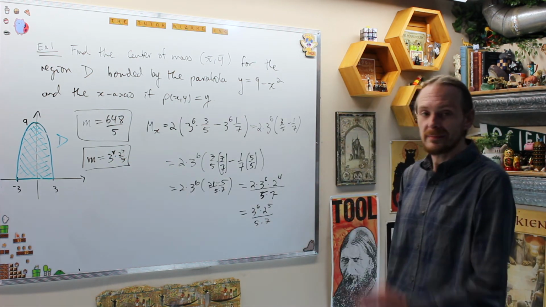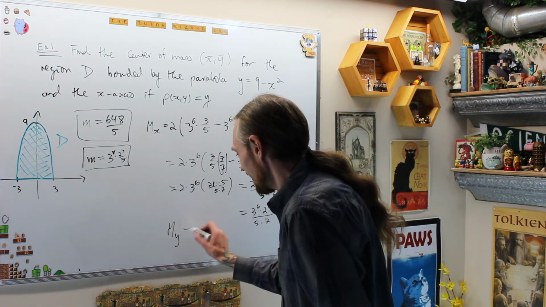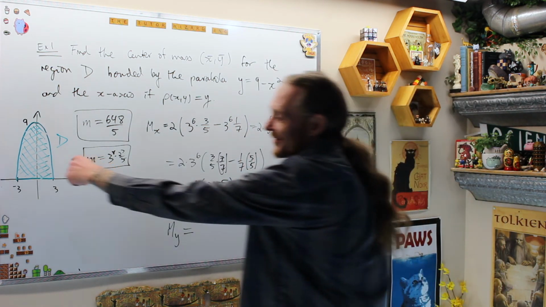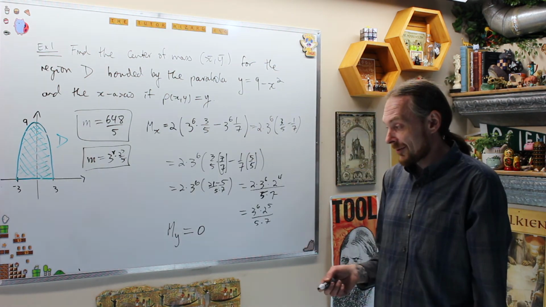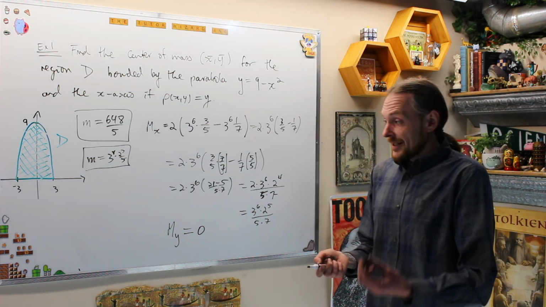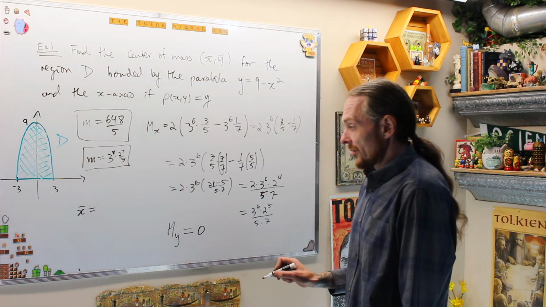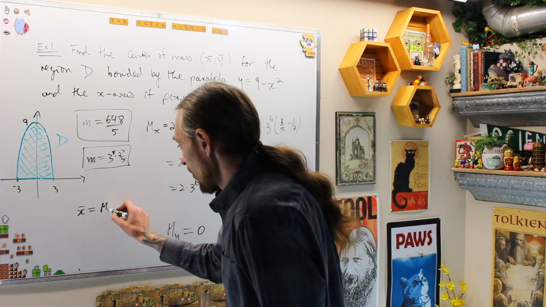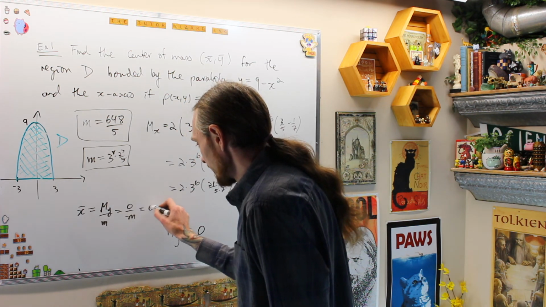Now we have to compute My. Luckily, because of symmetry, we have that this guy's a 0, so we don't have to calculate that one. What does that tell us? Now we have to reverse it. Dang physicists. How do we find our center of mass? That's now going to tell me that x bar is equal to My over m, which is 0 over m, which is 0.